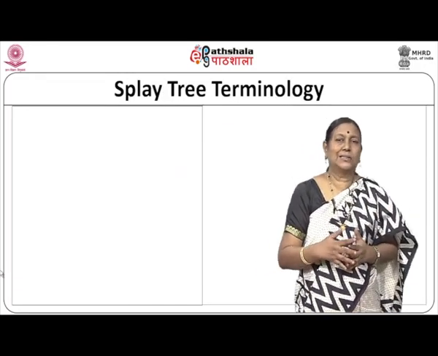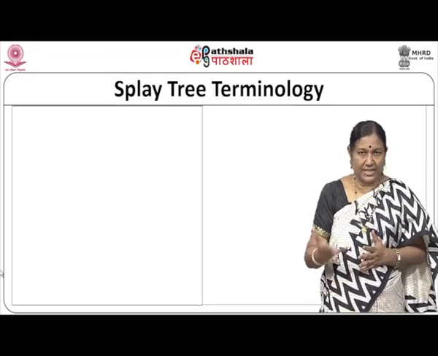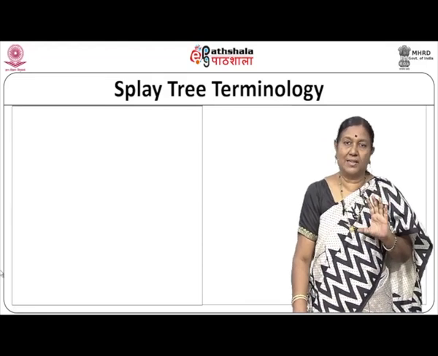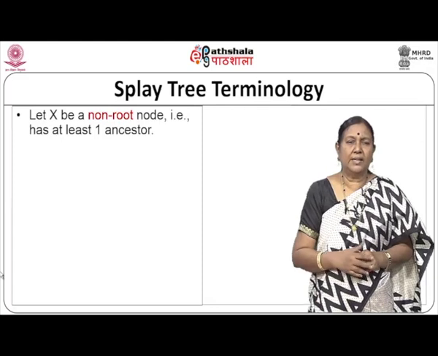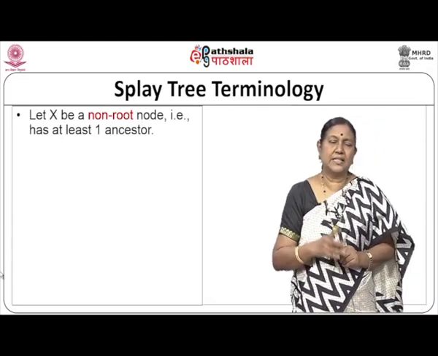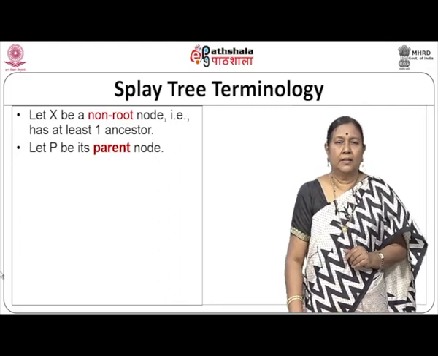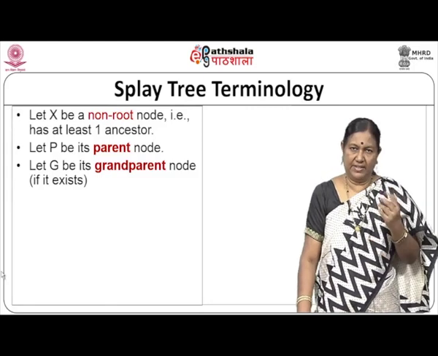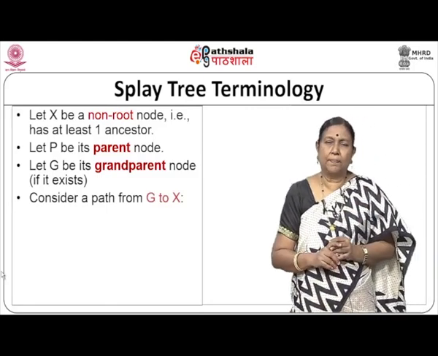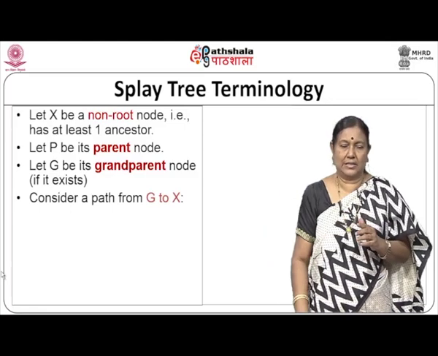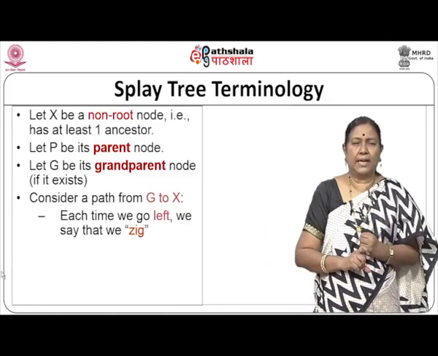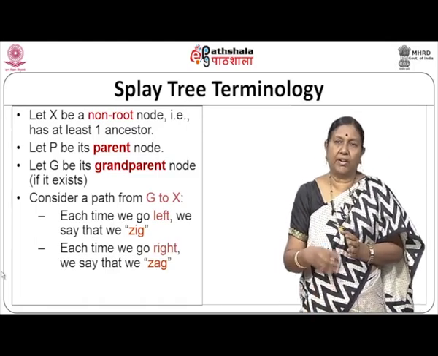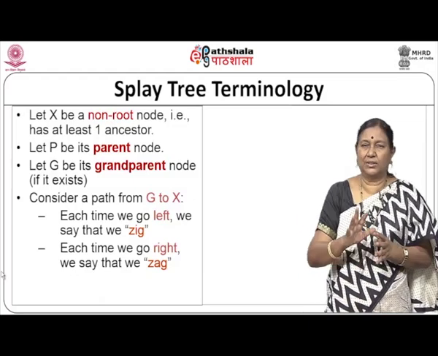The Splay tree uses terminology that is slightly different from the normal usage that we have seen up to this point in balanced binary search trees. This is also a balanced binary search tree. Let x be a non-root node which has at least one ancestor, and let p be its parent node. These are normal terminologies. Let g be the grandparent node if it exists, and consider the path from g to x, that is, grandparent to x. Each time we go left, we say that we have done a zig, and each time we go right, we say that we have done a zag. So, this is the terminology that is used.